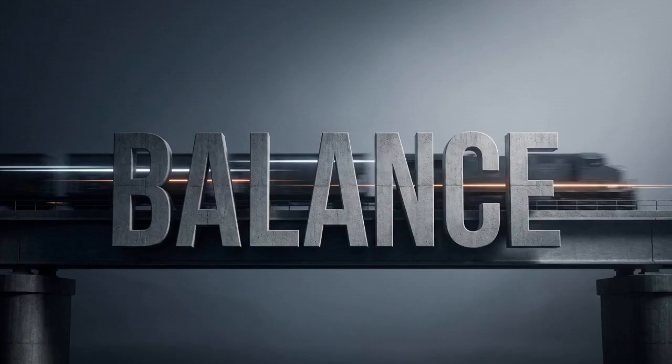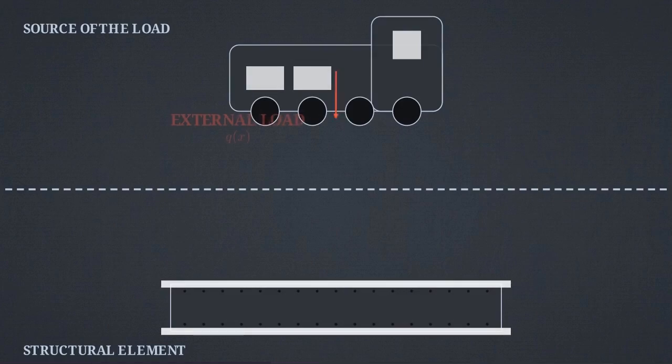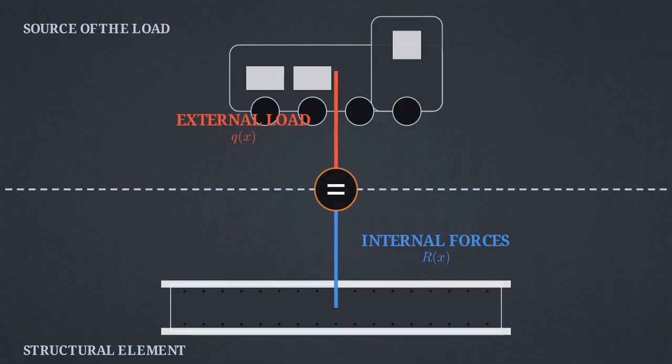The material survives by maintaining a state of static equilibrium, a condition where the bridge actively fights back against the train. This stillness is a functional stalemate. The structure remains standing because it generates internal forces that perfectly mirror the external weight.